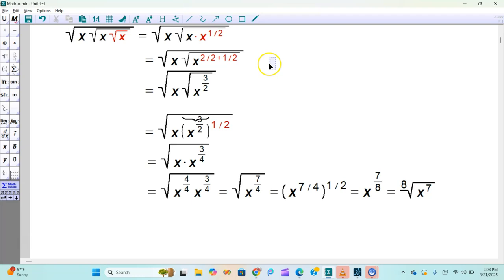What I want you to do is a quiz question. Maybe try this on your own. Say the 3rd root of x multiplying the square root of x multiplying the 4th root of x, right? So this is your quiz question. See how you do with this one. What do you get? Okay.